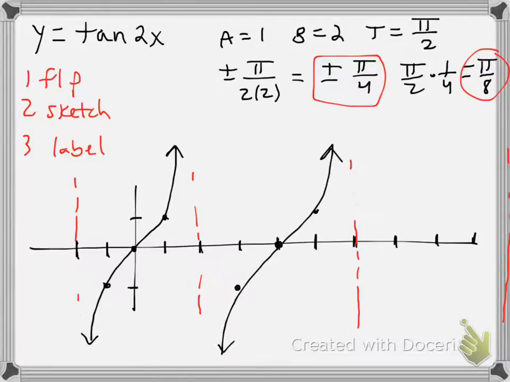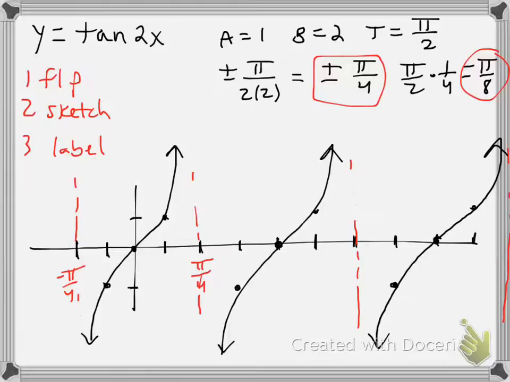Sketch my graph. It's going to be here, then at 0, then here. Now I just need to go back and label it. So I've already found out that my asymptotes are plus or minus pi over 4. So I know that that's negative pi over 4, and I know that this is pi over 4.